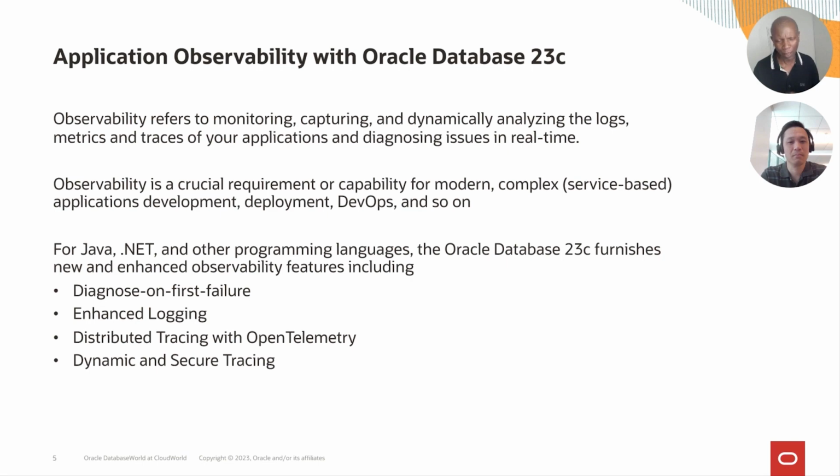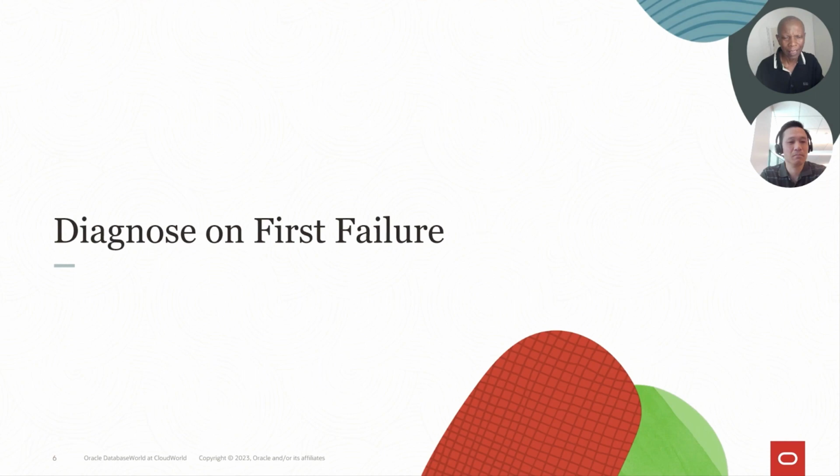Oracle Database 23c furnishes, for Java, .NET, and other programming languages, new and enhanced observability features. Those include diagnose on first failure, enhanced logging, distributed tracing with OpenTelemetry, and dynamic and secure tracing. We will cover some of those in the next slides. So, diagnose on first failure.